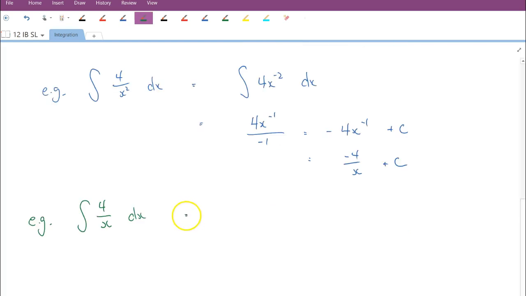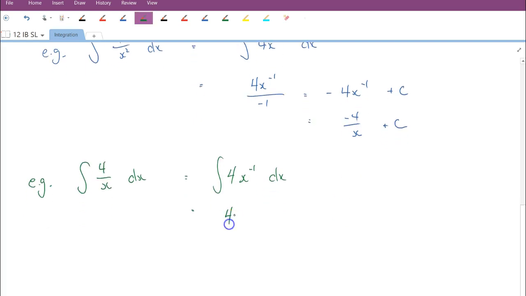Okay, how about this curly one here? Because if we look at 4 over x, we say, okay, that's got to be 4x to the minus 1, and then we say, right, well, let's now add 1 to the power and divide by it. Whoops, what's going on here?